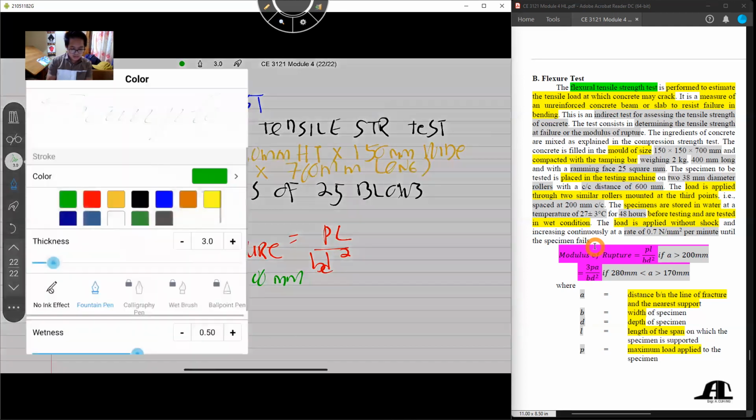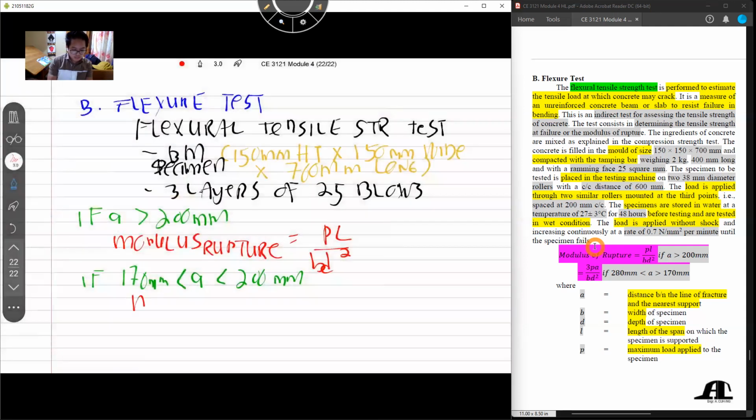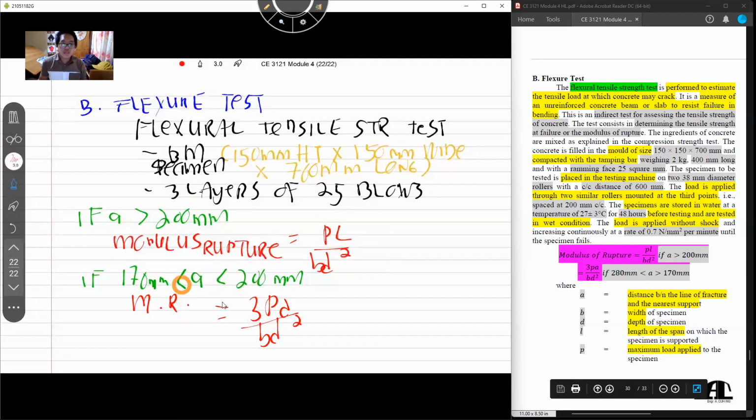Okay. So, yung modulus of rupture natin, class, will be equal to 3Pa over B d squared. Okay. Again, class, i-edit ko to. Dapat ganun. Ang range ng A, class, is from 170 to 200. Okay. So, tuloy natin, class.